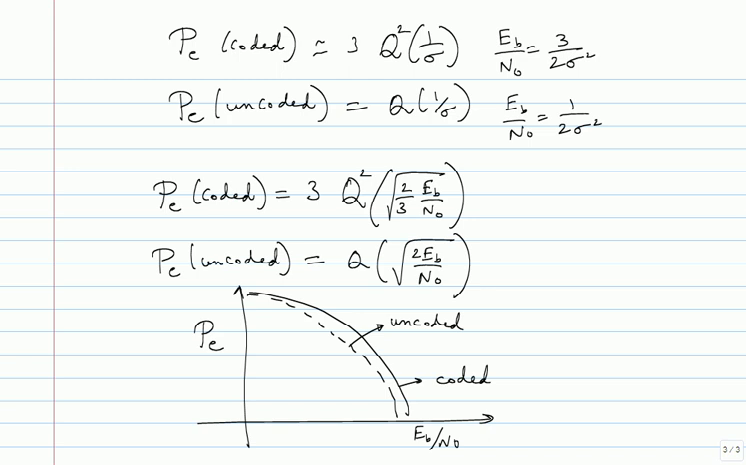So when will Eb over N0 matter and when will SNR matter? Well, when R is 1, both of them are the same. I agree with you, but I'm talking about from a physical point of view. Under what constraints will you worry about Eb over N0, and under what constraints will you worry about SNR?